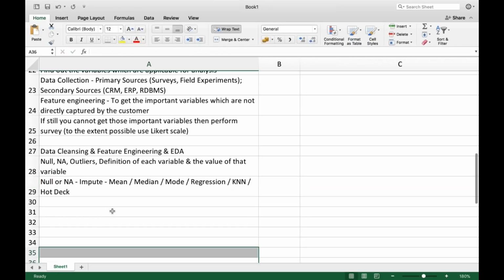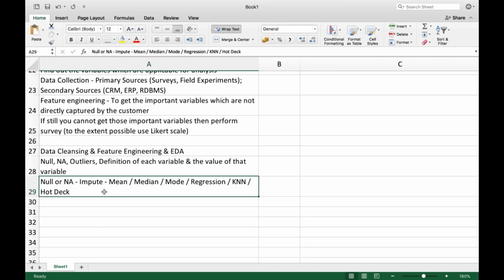So there are a lot of techniques, right? At least you need to understand what each of these techniques does. How does it impute the data? Okay.